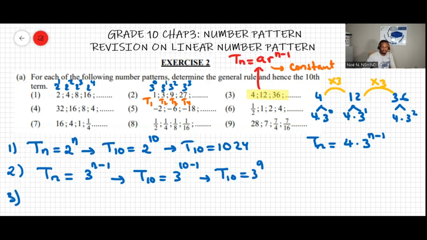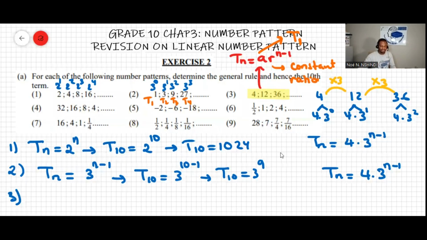Constant ratio. Over here, the ratio was times 3 all the time. So we can just say, R is the constant ratio, and A is the first term, T1, so 4, multiplied by R, the constant ratio, which is 3 to the power of n minus 1. This is a formula to get this sort of pattern. It's called a geometric pattern. You see a lot of it in grade 12. That was question 3.